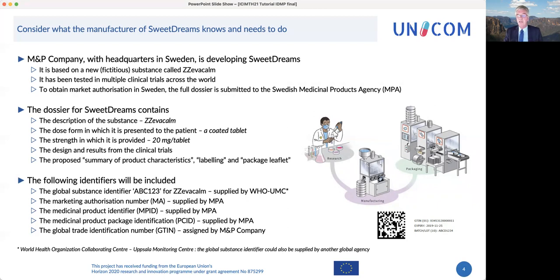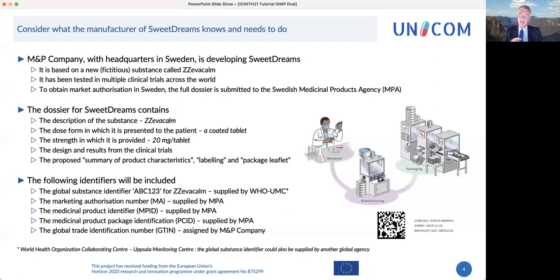In terms of identifiers, because IDMP is really about identification and identifiers, there will be a global substance identifier, say ABC123. And once the market authorization is provided, there will be a market authorization number, which is assigned by the Swedish Medicinal Products Agency. There will be a medicinal product identifier, and a package identifier, and a GTIN. And the GTIN really is the barcode on the package, as you can see here.